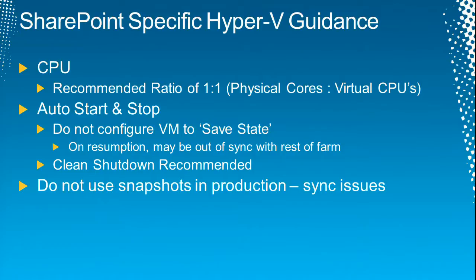If you're doing live migration, like we showed before, you'll be fine. But if you're putting it down for a period of time, you just want to take a web front end down, I would use the shutdown rather than the save state. And the same applies for snapshots in Hyper-V. You wouldn't use those because they're equivalent to saving state. And if you roll back to a previous point in time, it may be out of sync with the rest of the farm.